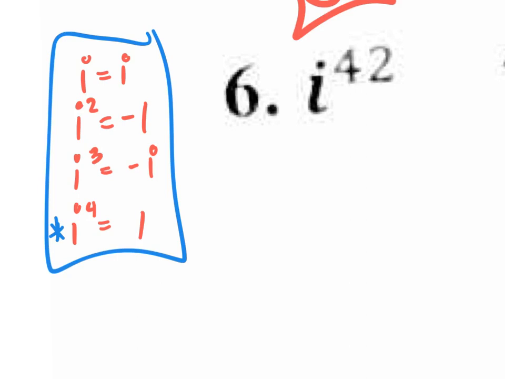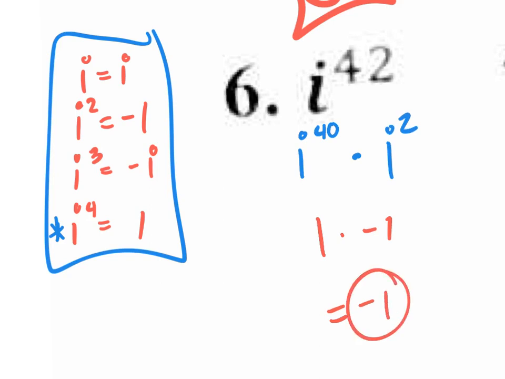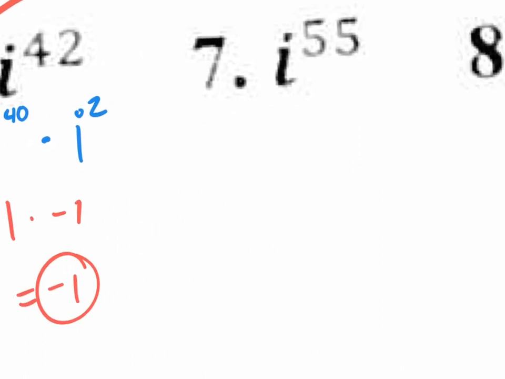So let's rewrite the i to the 42nd. Let's rewrite it as i to the 40th, which you guys just said is 1. And obviously we need 2 more i's. So this is really a 1 times negative 1, which the answer is negative 1. So I hope we understand how special i to the fourth is, right? Let's take a look at this next one.